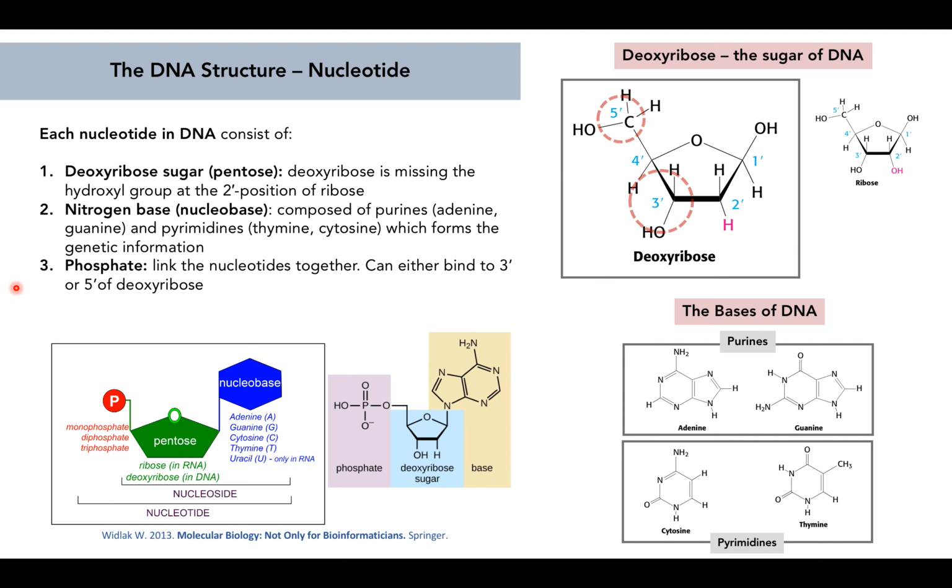Now, the last part of the DNA is the phosphate group here. The phosphate is responsible for linking nucleotides together. It can bind to either the 3' end or the 5' end of a deoxyribose. That's why I wanted you to have a closer look at these two locations on deoxyribose.